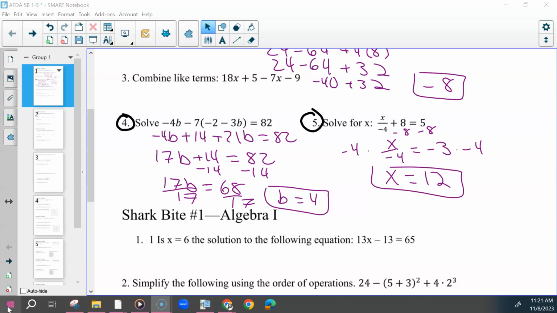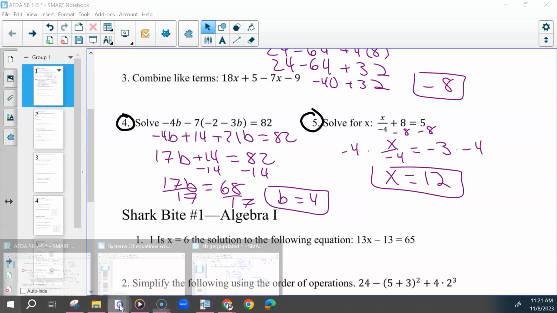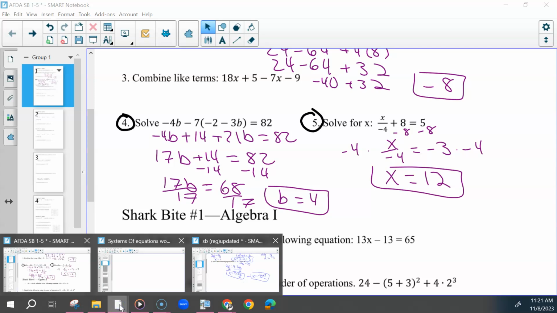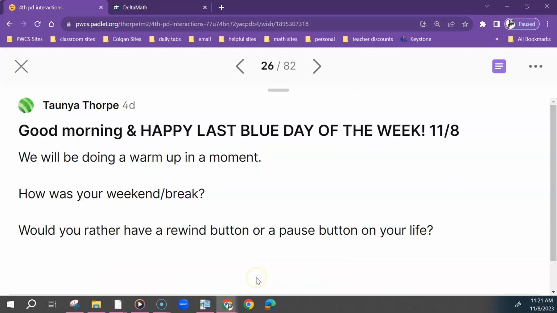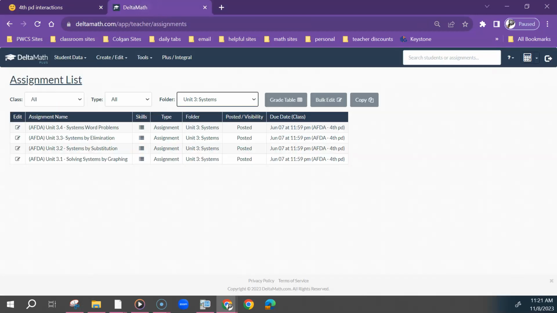Okay. Last thing. Call this an incentive. Because I know many of you do not do your Delta math as you're supposed to, even though it would help you, if you did, to prepare for the quizzes and tests.